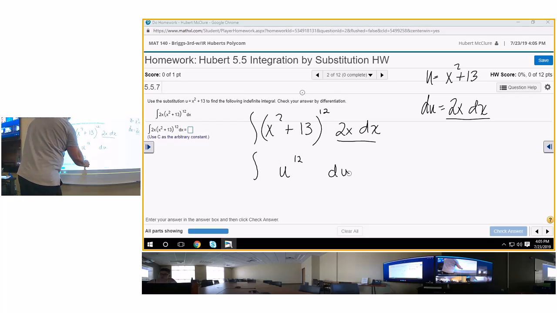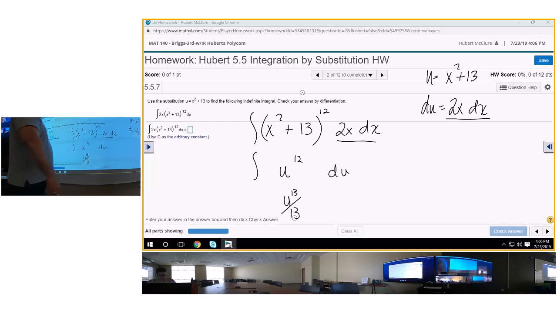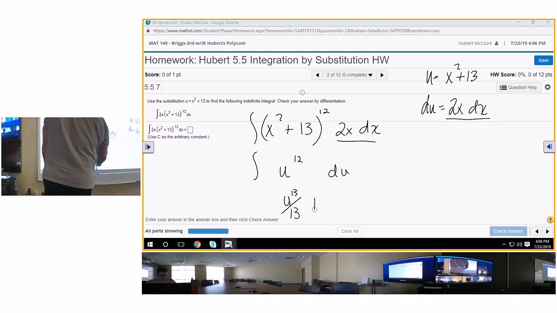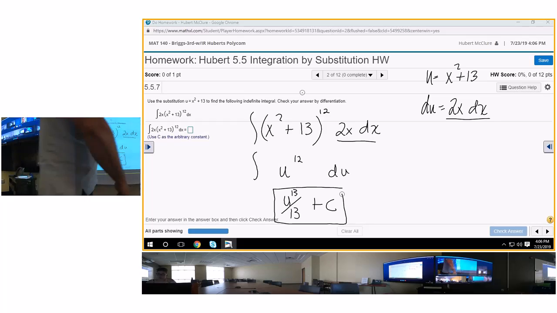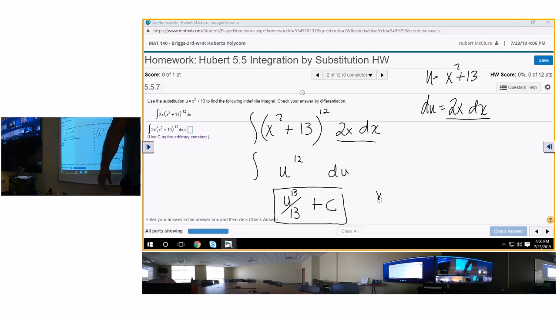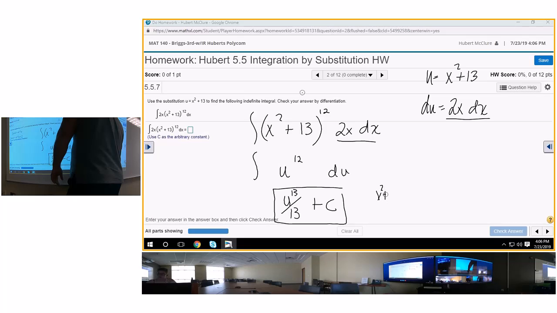That's going to be u to the 13th over what? 13, plus c, and then plug in x squared plus 13. So that's going to be x squared plus 13 to the 13th power, that was just coincidence, over 13 plus c.